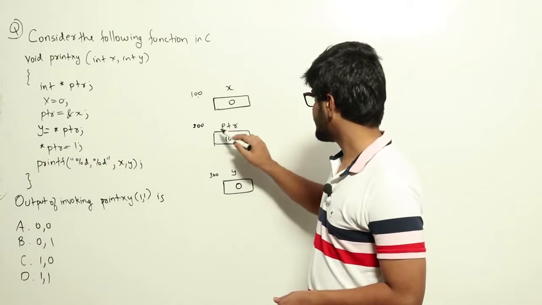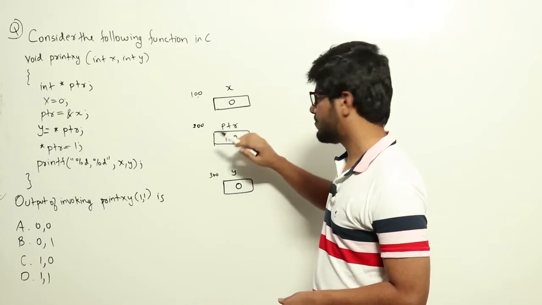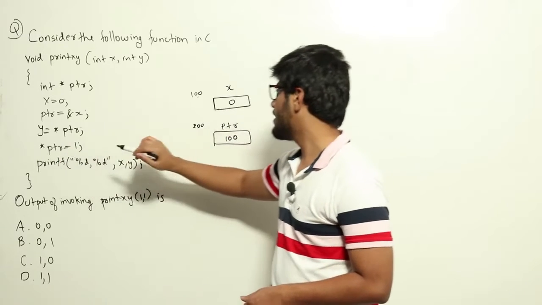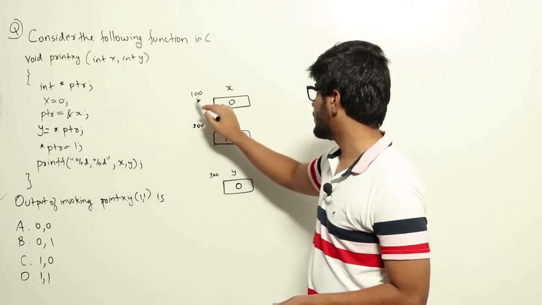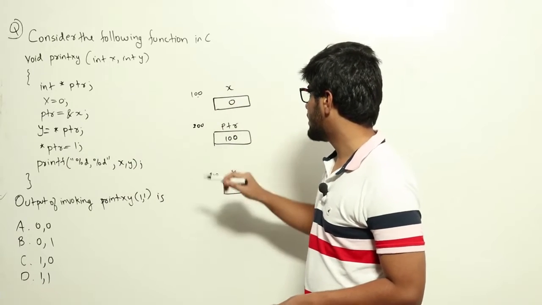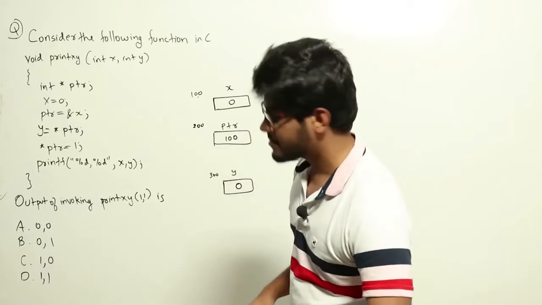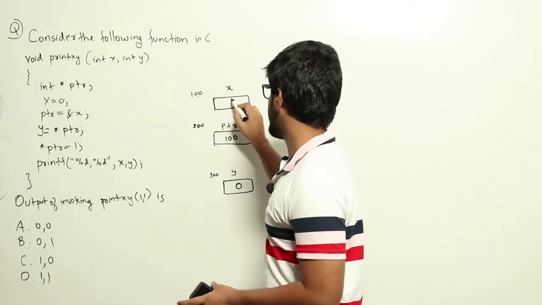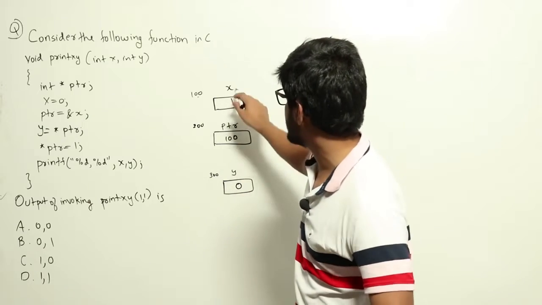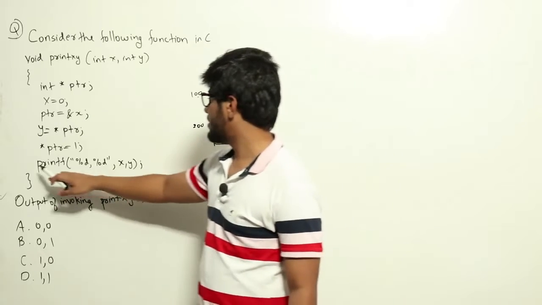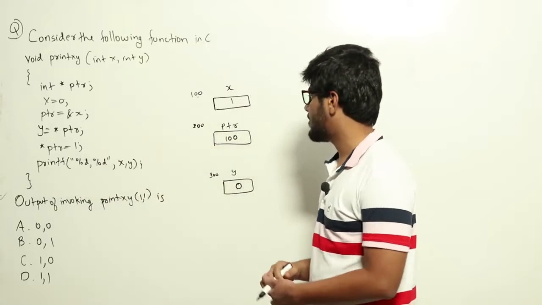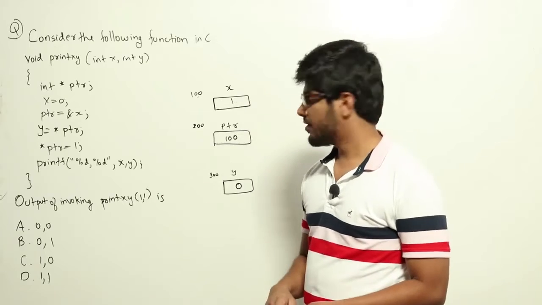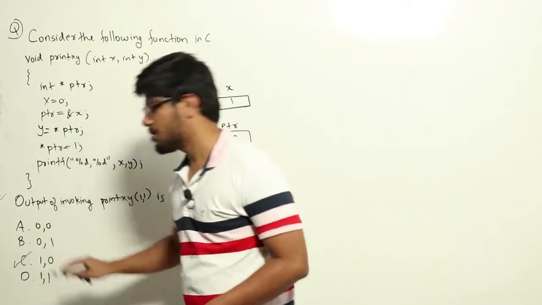Here we are making star of ptr equal to 1. The value inside ptr is 100, which is the address of x, right? So when we do star of ptr equal to 1, we go to 100, and the value inside 100 we make it 1. So this becomes 1, and x has become 1 now. After that we are printing printf %d, x comma y. So x has value 1, y has value 0. So the output would be 1 comma 0, that is option C.